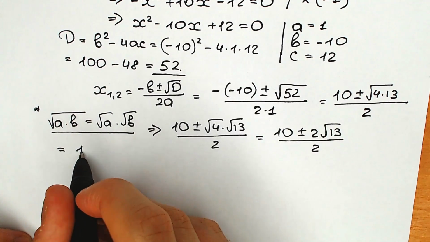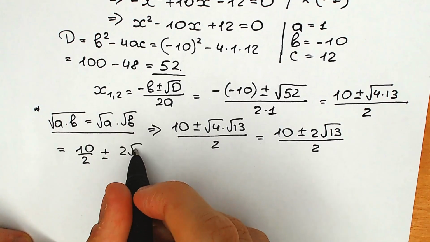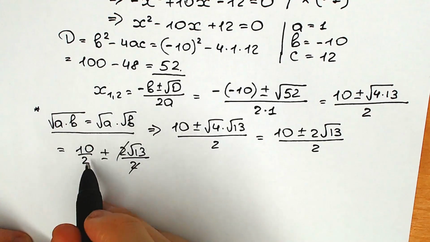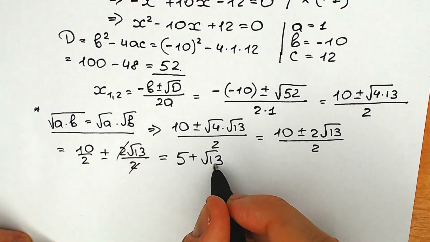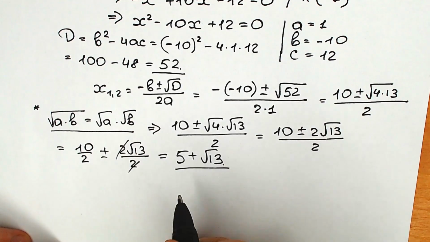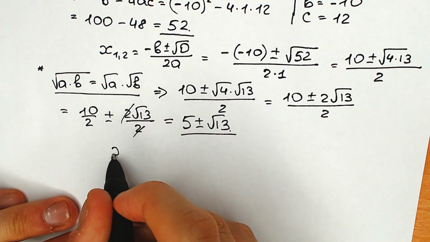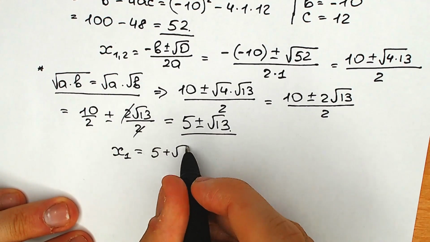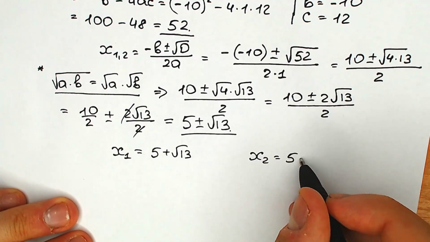So we can write it as 10 divided by 2 plus minus 2 square root of 13 divided by 2. Right here we're going to cancel these 2, and right here we have 5. So we have 5 plus minus square root of 13. This is our answer, but plus minus. So we have two roots to this equation. We have x first, let's write with the positive sign, equal to 5 plus square root of 13, and we have x second equal to 5 minus square root of 13.